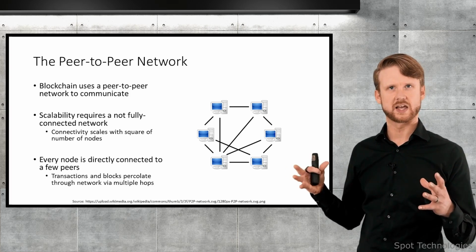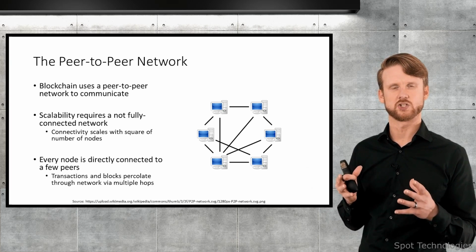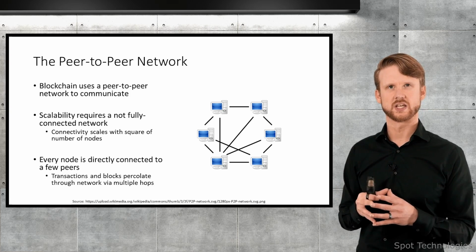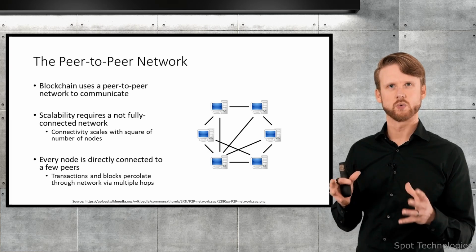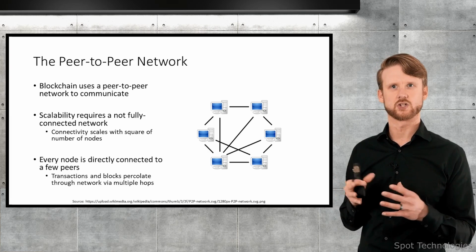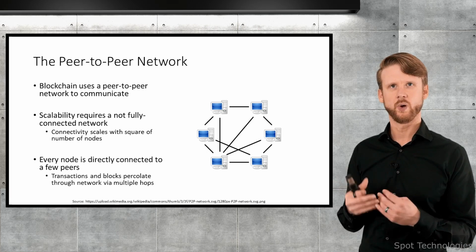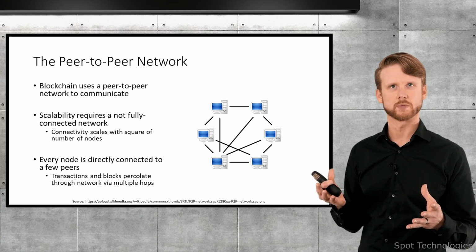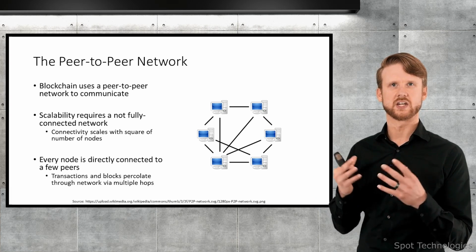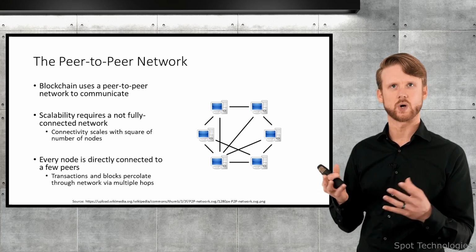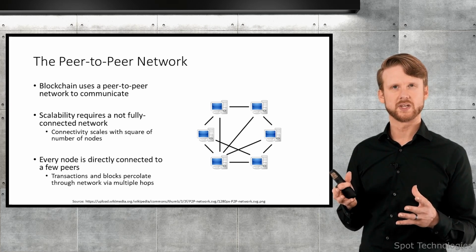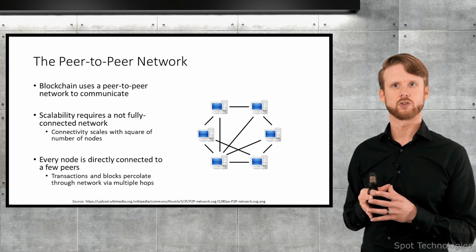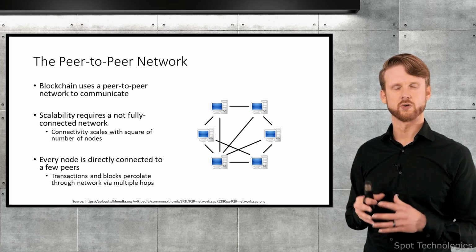And so if you get to a network the size of Bitcoin or Ethereum, the number of connections you need quickly becomes infeasible. And so what blockchain uses is a not fully connected network where each node only has a few peers that it's directly connected to. And so if I want to send a transaction out to the blockchain network for inclusion in a future block, I'd send it to my peers, who'd send it to their peers, who'd send it to their peers, and so on. And so what this means is that data, such as transactions and blocks, propagate through the network through multiple different steps through each peer group.